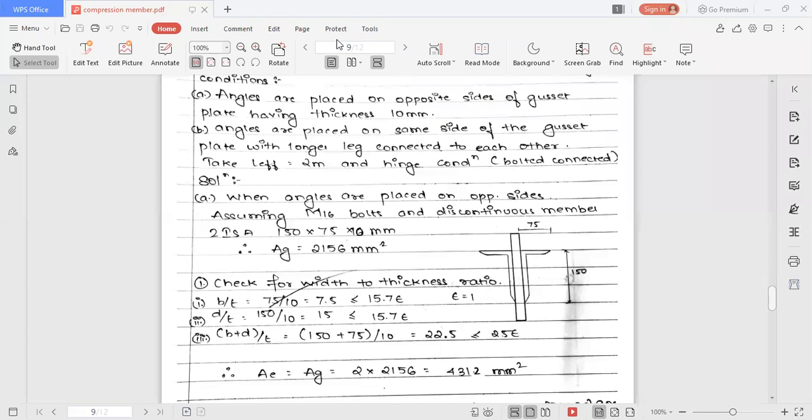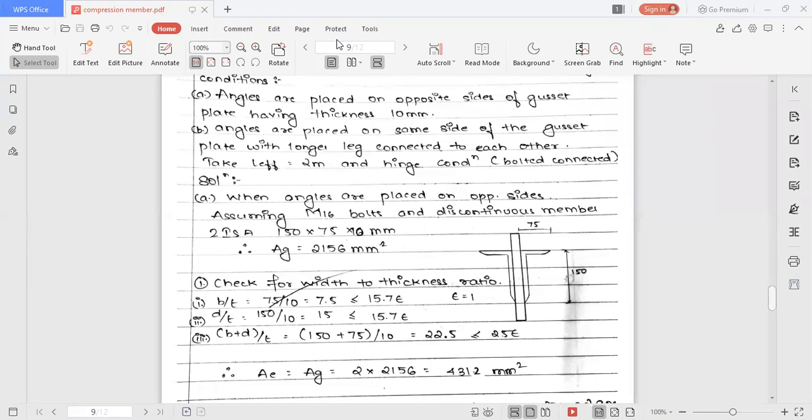अभी you need to check for the width to thickness ratio. So width to thickness ratio आप कैसे check करोगे? First of all there is b by t, that is 75 by t. t is nothing but the thickness. Thickness आपको कितनी दी है? 10 mm. So it is 7.5, that is less than or equals to 15.7 epsilon. As you know that the value of epsilon is 1. Then d by t, that is 150 by 10, that is 15. Again it is less than or equals to 15.7 epsilon. So here also your design is safe for d by t.